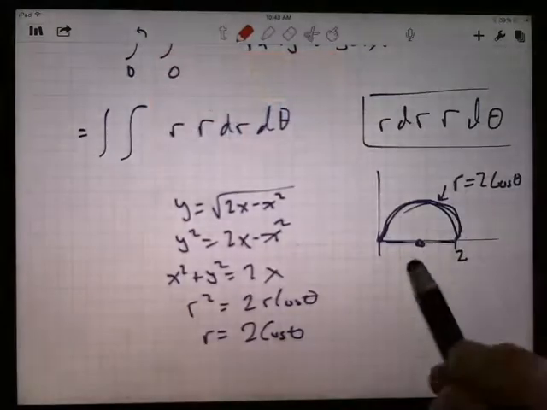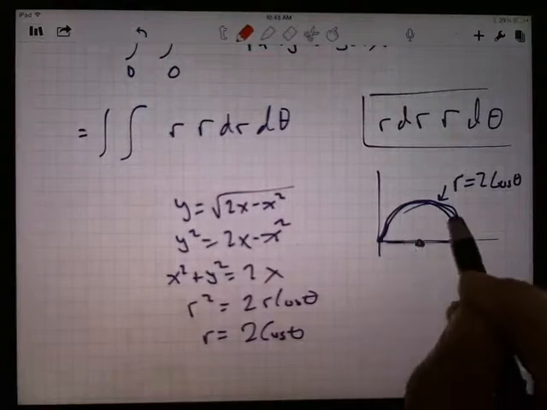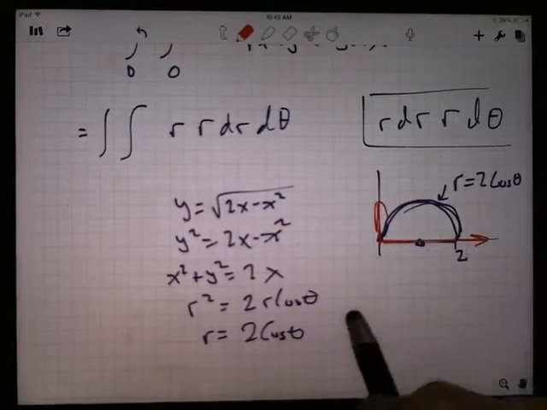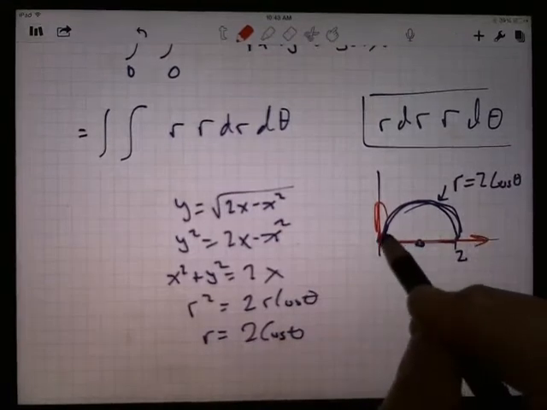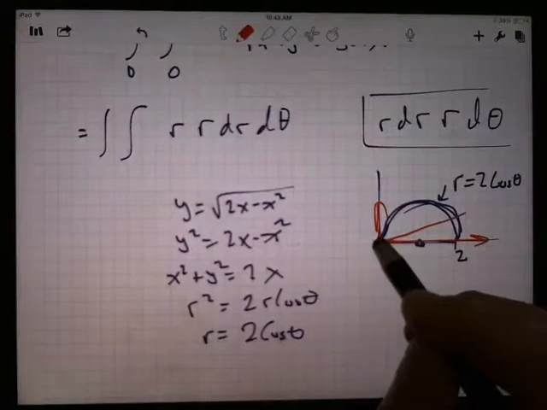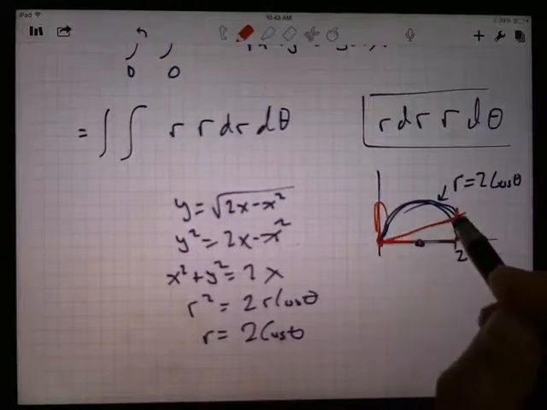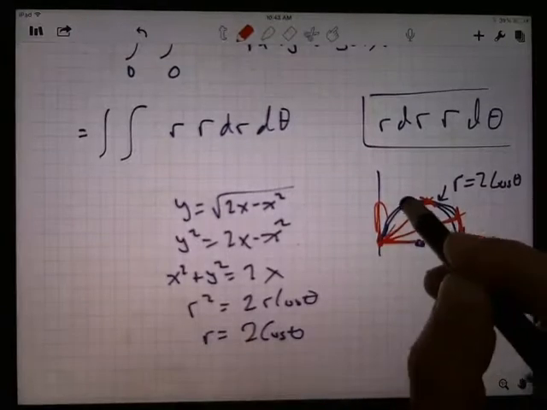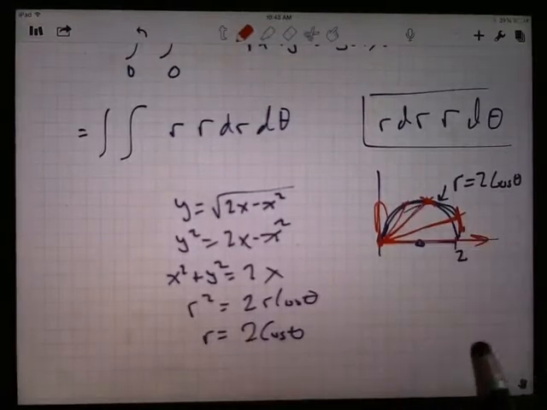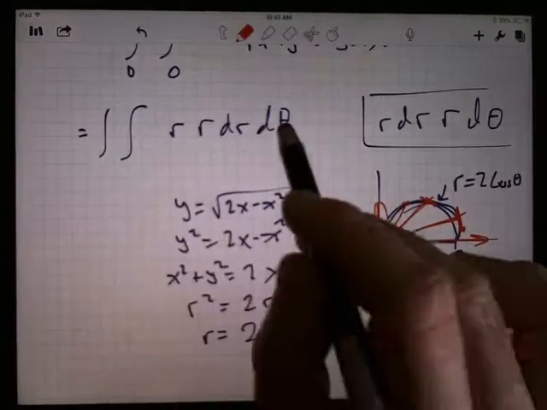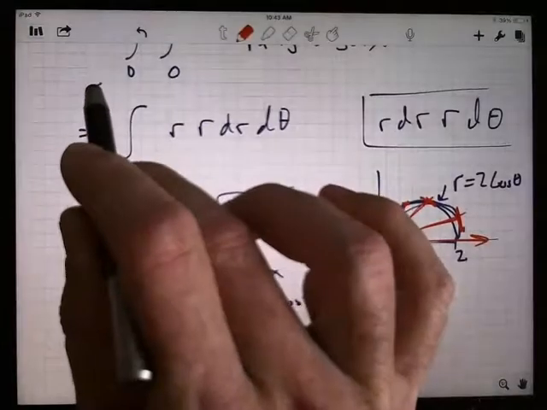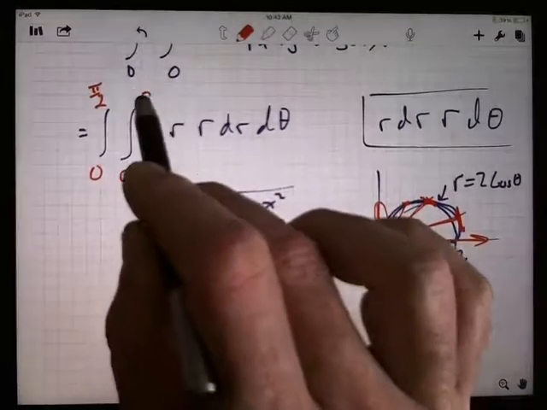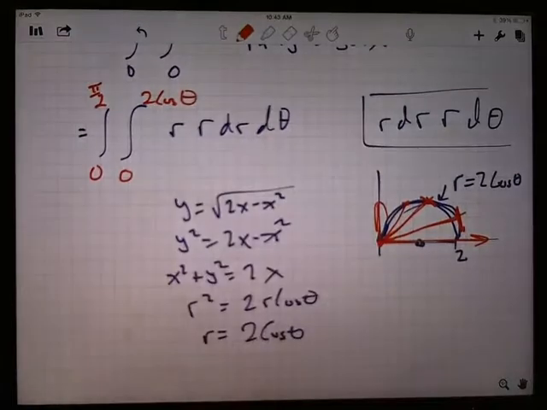But what I notice is that this region that I'm interested in now is completely contained between 0 and pi over 2. And that for every value of theta in between, r starts at 0 and ends at that curve. Every single direction starts at 0, ends at that curve. Okay, so that's telling me that theta is between 0 and pi over 2, and that r is between 0 and 2 cosine theta. Okay.